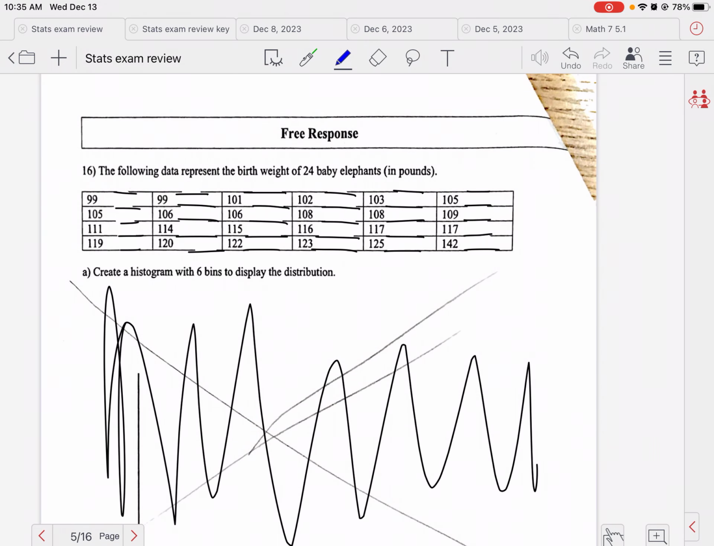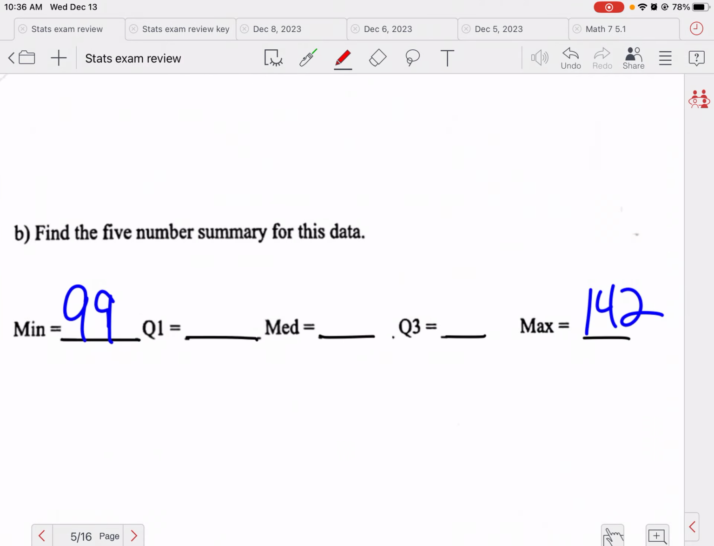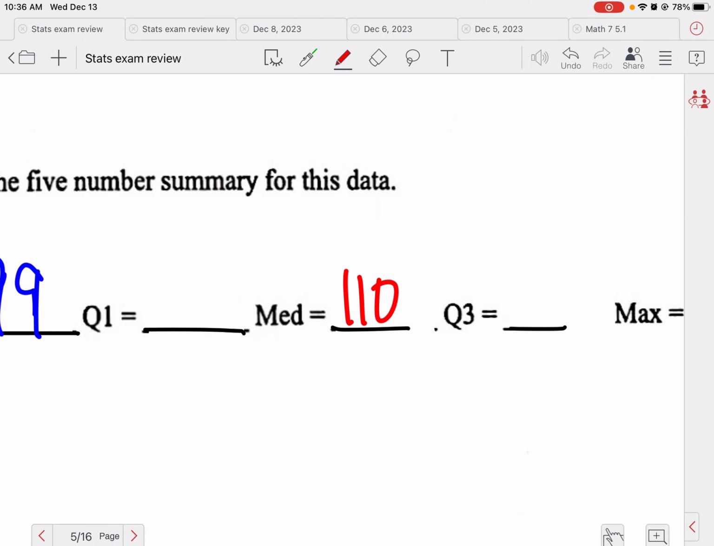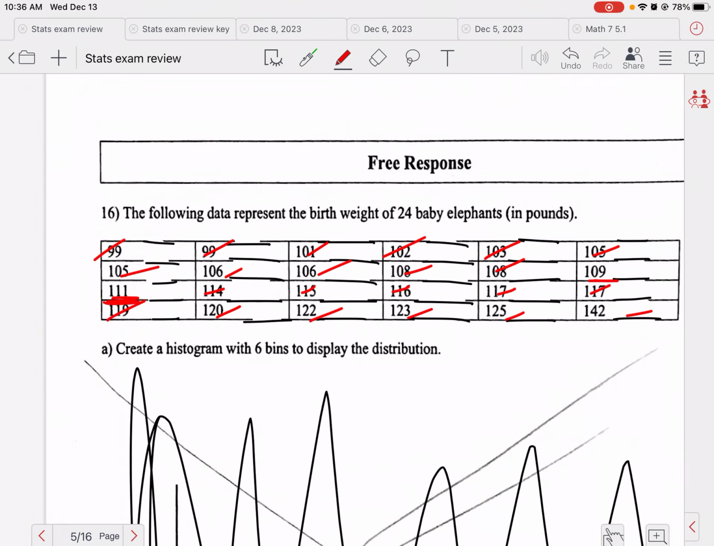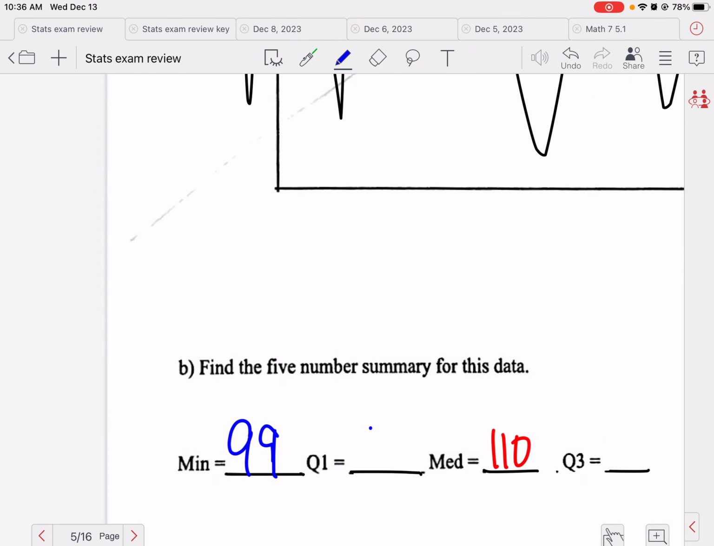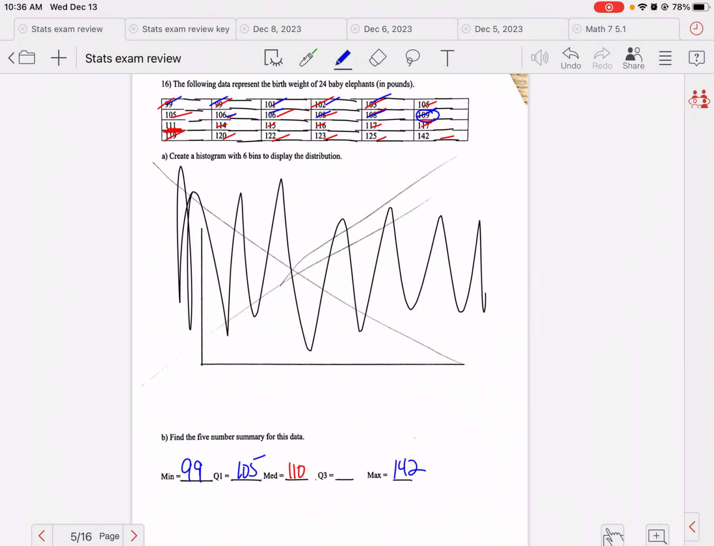So 1, 2, 3, 4, 5, 6. 1, 2, 3, 4, 5, 6. 1, 2, 3, 4, 5. 1, 2, 3, 4, 5. So my Q1, or my Q2, I'm sorry, is between 109 and 111. I could add those together, divide by 2, which will give me 110. And again, my Q1, I'm going to find the top half of the data. I want to include that 109, so I'm going to cross off 1, 2, 3, 4, 5, 1, 2, 3, 4, 5. We're between 105 and 105, which is just a whopping 105.